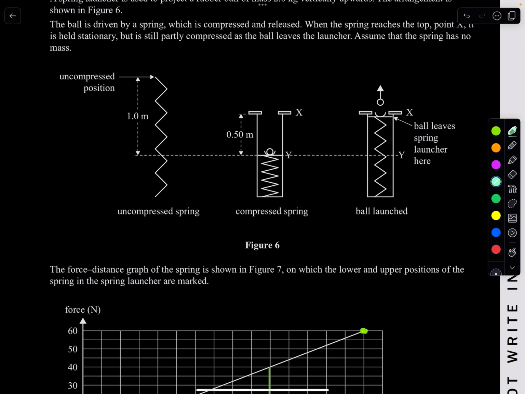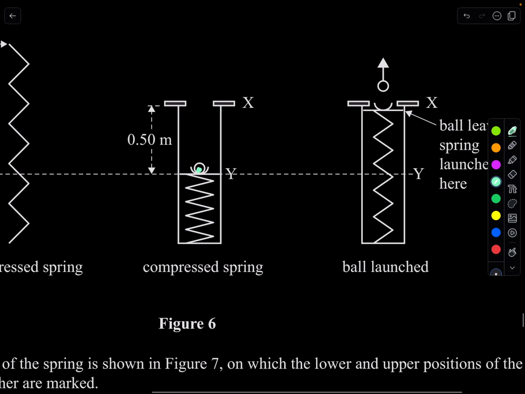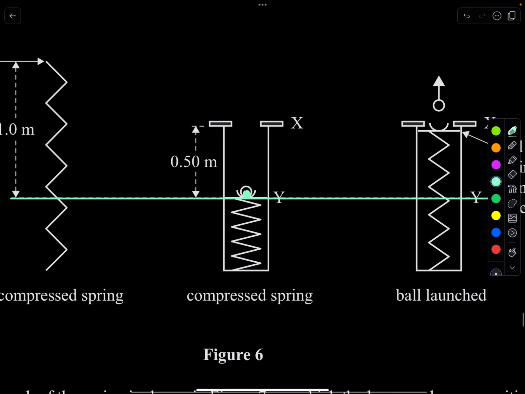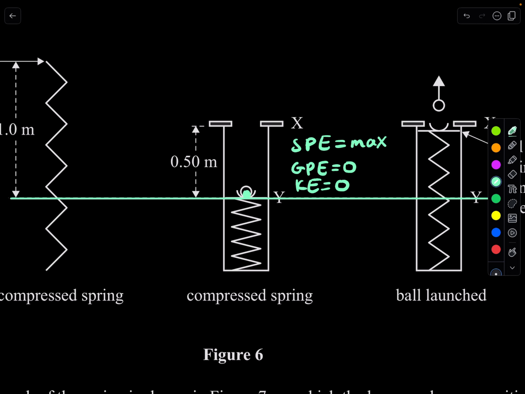This is most easily done by conservation of energy. So let's have a look at Y. When it's at Y, let's consider this the floor, the lowest point. Can you see how at Y the ball initially is at the floor? So imagine your GPE is 0 because there's no height. Your kinetic energy, of course, is 0 because it's held stationary at that point before it's let go. But we know spring potential energy is at its max because it's being compressed the most at that point. And again, we're using conservation of energy.